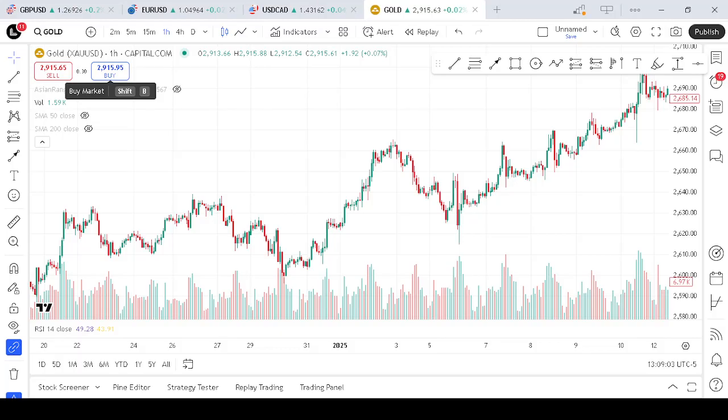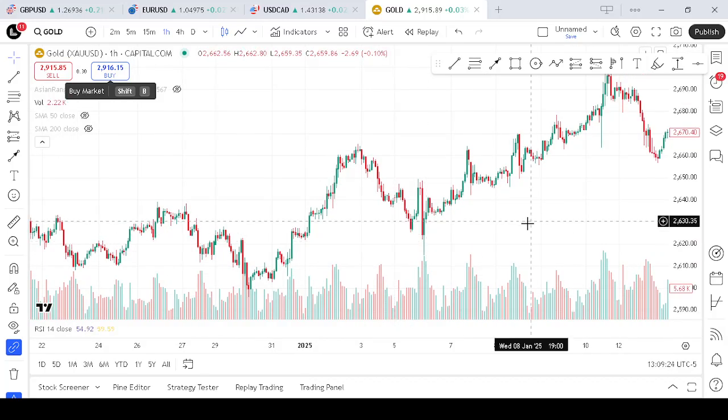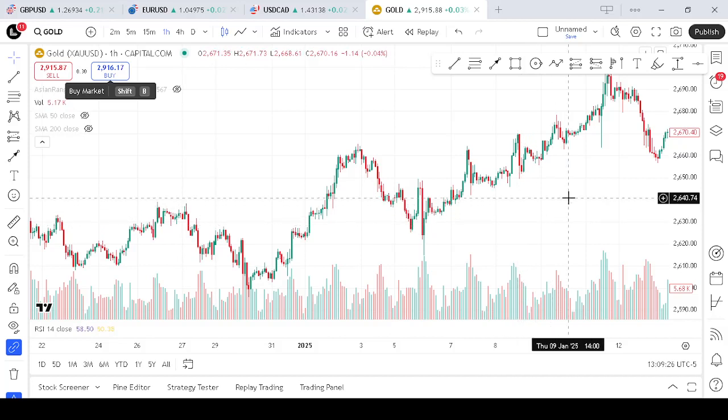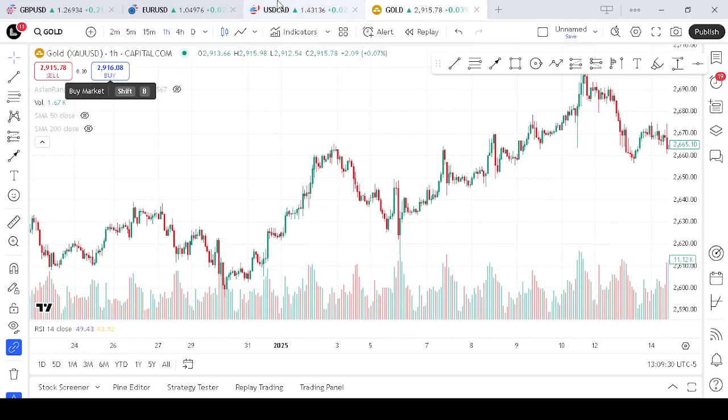Let's get started. What is a hidden divergence? Hidden divergence is a trading concept that occurs when price action of an asset is not synchronized with a technical indicator, suggesting a continuation of the current trend rather than a reversal. This can be a valuable signal for traders looking to capitalize on ongoing market movement. There are two types of hidden divergence.